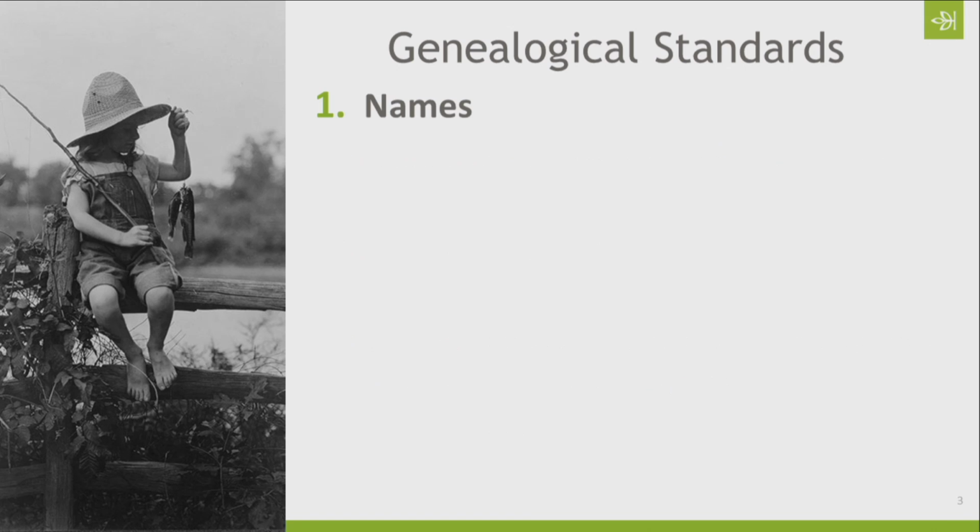So let's talk about what they are. Let's start with names. There are several standards around names. The first one is that you only list actual names in the name fields in your software program or in your online tree. Some examples of some things I have seen that are not standard.